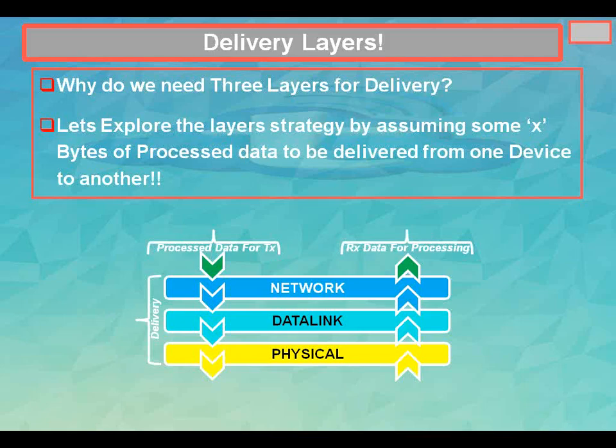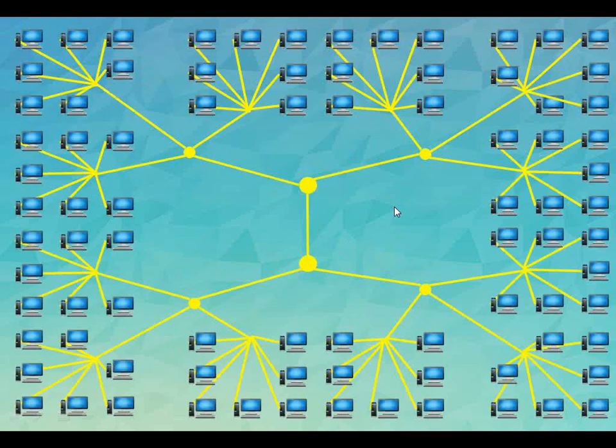First thing we need to understand is why we need 3 layers for delivery. Are you understanding it? Why do we need 3 layers for delivery? That is the first thing we need to understand. So for the next 10-15 minutes, we are going to spend time understanding why we need these many layers, and for what purpose. Ready?